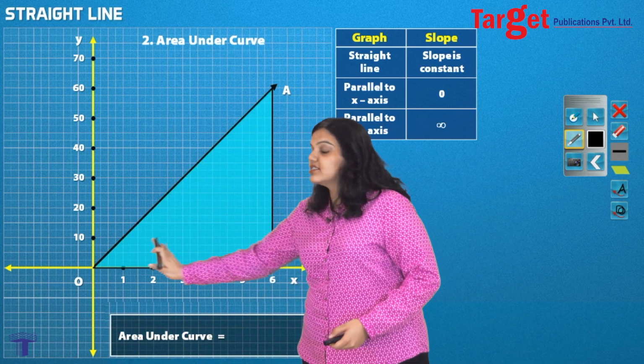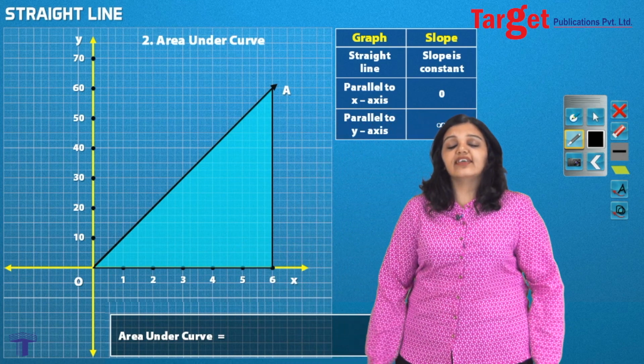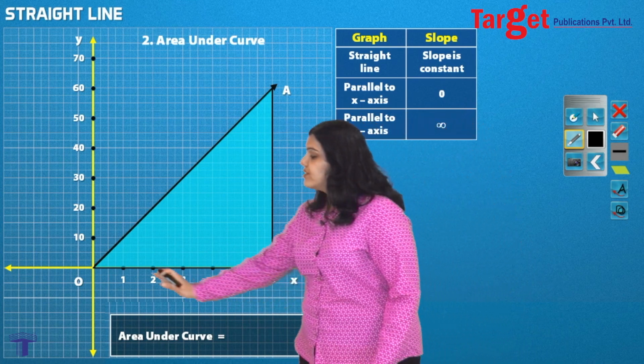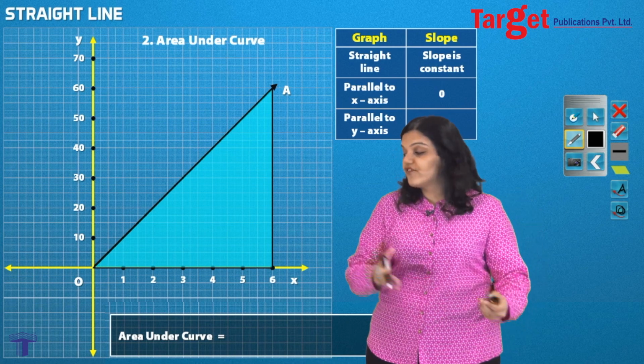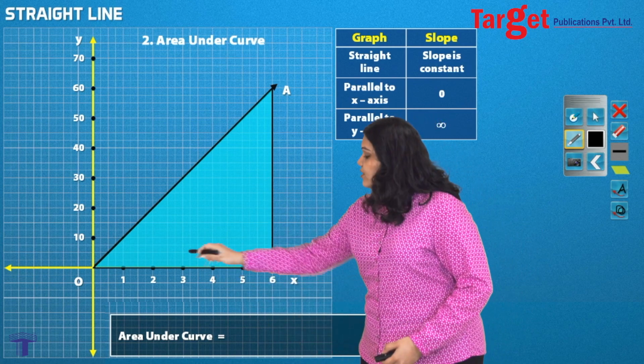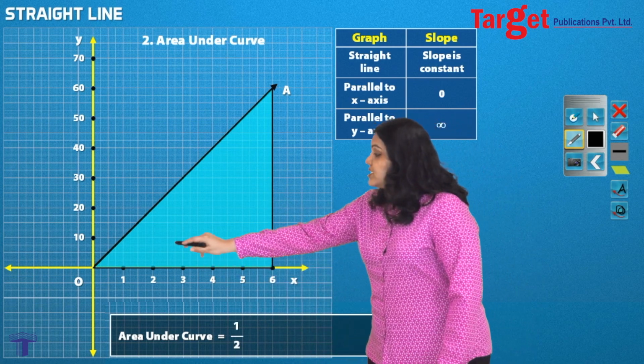In this case, it is this triangle. And if I want to find the area under this curve, I simply have to find the area of this triangle, which is half into base into height. And you can see that the base of this triangle is 6 units.